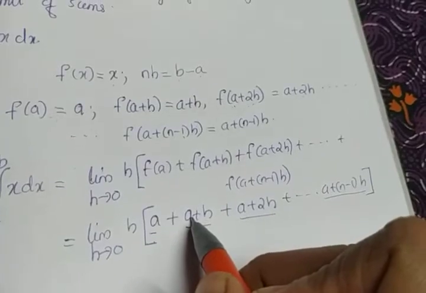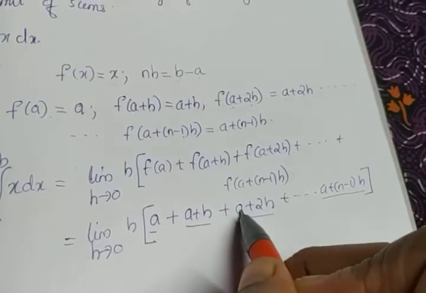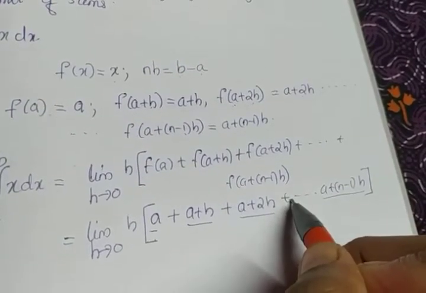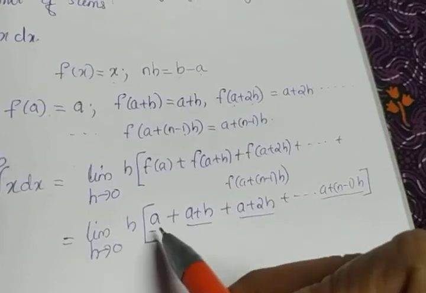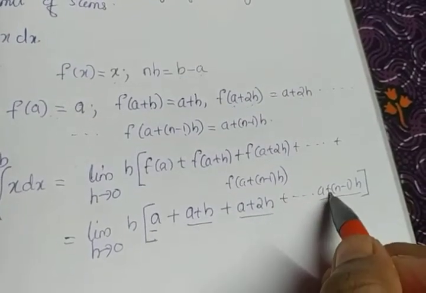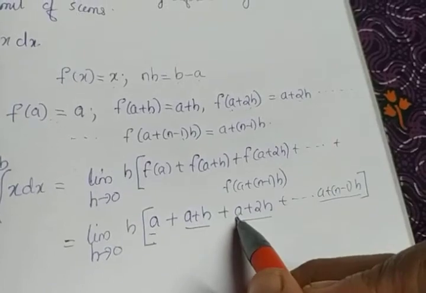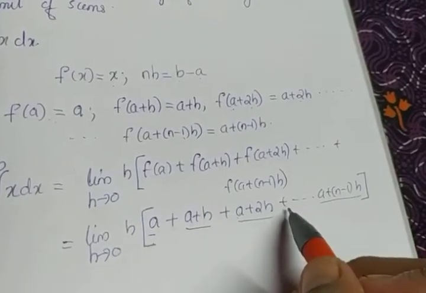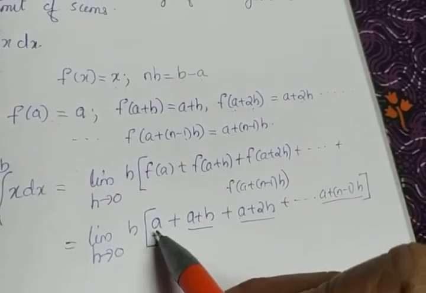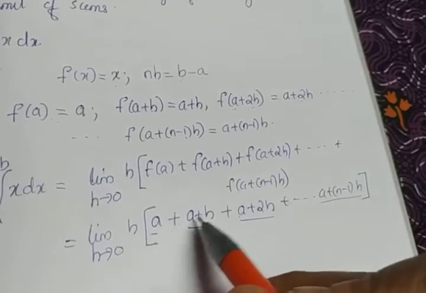So a plus a gives you 2a. 2a plus a gives you 3a. 3a plus, here again a is there, 4a. Likewise, in all the n terms, a is there. So when a is added 3 times, we are getting 3a. When a is added 5 times, we will be getting 5a. Here there are n terms and all the terms contain a.